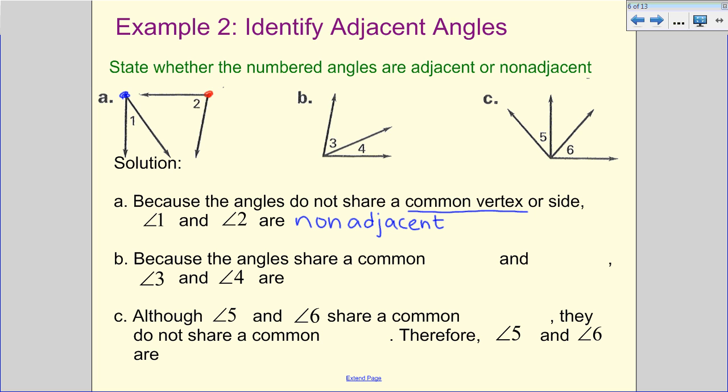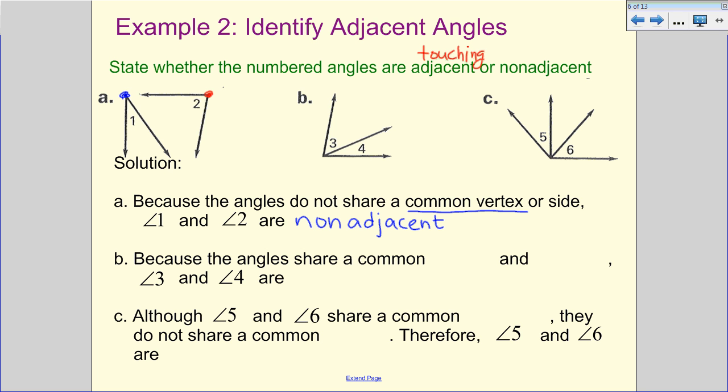So to me, one of the things that helps me out is that if I'm looking at adjacent angles, they at least need to be touching. Okay, just because they are touching each other doesn't mean they're going to be adjacent, but I can distinctly tell from angles 1 and angle 2 because they weren't even touching that they're non-adjacent.